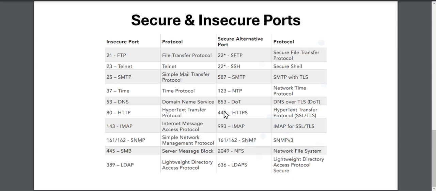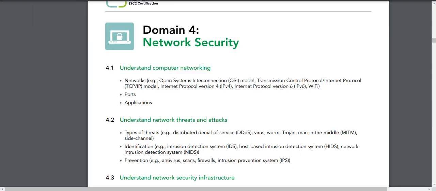So I don't want to bother you with too many ports for now, but just know port 21 FTP, port 22 SSH, port 25 SMTP, 587 for secure SMTP, 53 for DNS, 80 for HTTP, and 443 for HTTPS, right? So with time, you're going to be familiar with the rest.